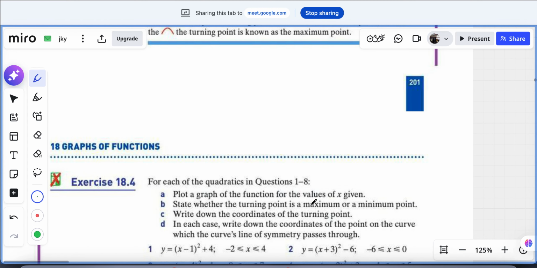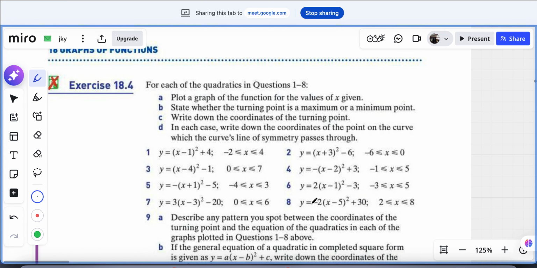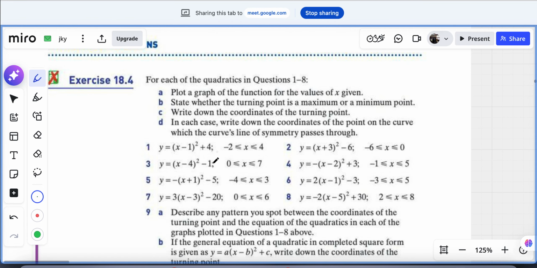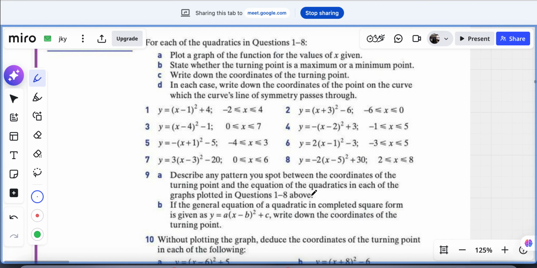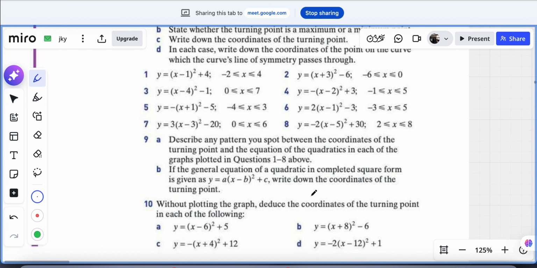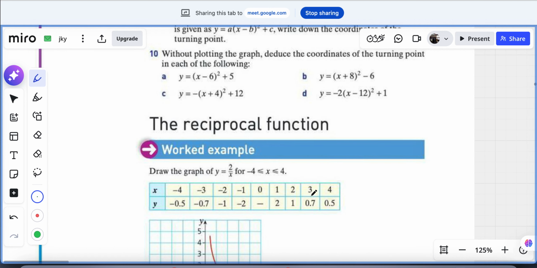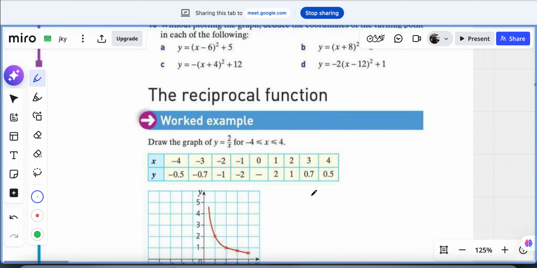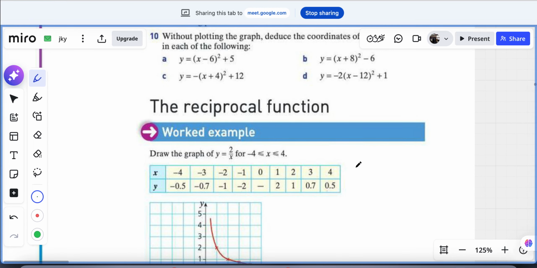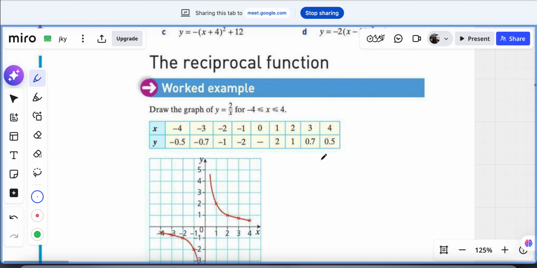Okay, now let's move on. If there is any question, we'll be able to answer. Whatever question they say, find the value of this when this is this, all those questions we should be able to answer. Now let's move on. You pause the video, solve all of these, use completed square form to plot the quadratic graph, and be able to answer any other question that is there. Now we go to the reciprocal graph. Reciprocal is like 2 over x.